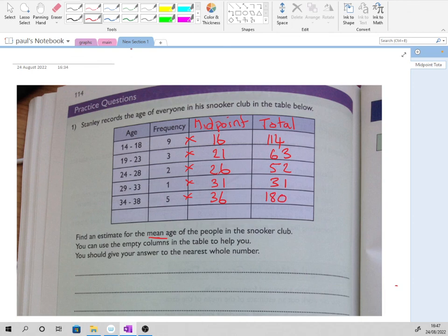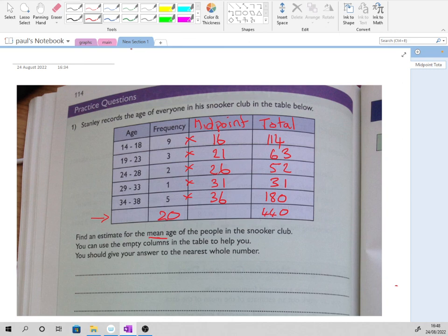Okay. See, now we've even got another row down here. So we need to count up all of these. No, we don't. No, we need to count up the frequency. Confusing. Yeah, so 9, 10, 11, 12, 13, 14, 15, 20. Now we need to count up the total age for all of the people in the snooker club. So we've got 180 plus 31 plus 52 plus 63 plus 114 equals 440.